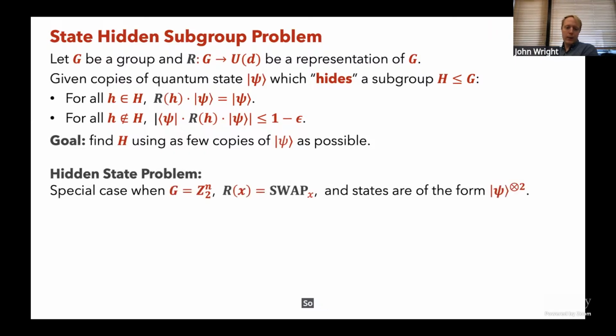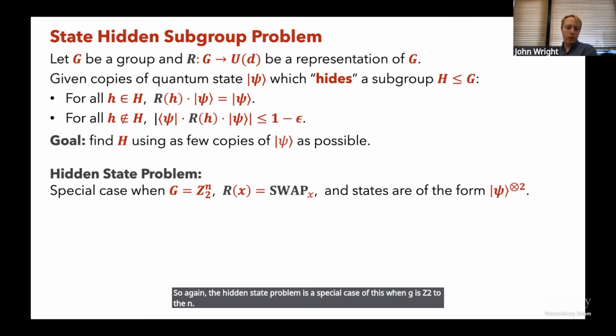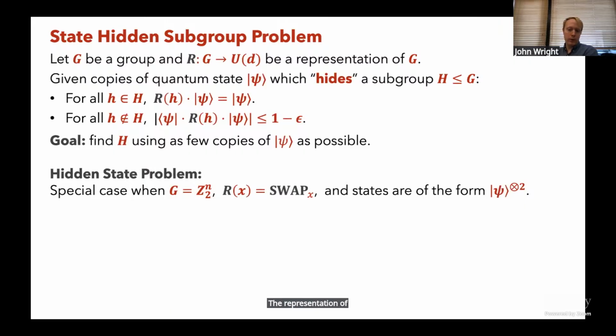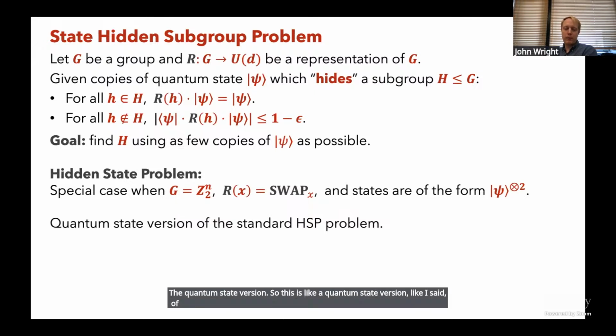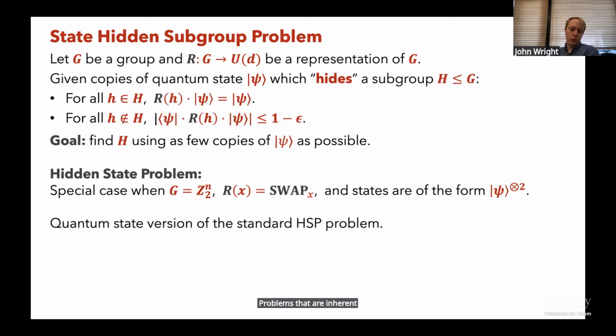So again, the hidden cut problem is a special case of this when G is Z_2^n. The representation of G that you're using is just these swap matrices. And the states that you're looking at are of the form psi tensor 2. So this is a quantum state version, like I said, of the standard HSP. We like this because people are studying a lot of quantum input problems now. There's a big complexity theory of problems that are inherently quantum, and this is, I guess, one more example of a problem like this that you could consider.